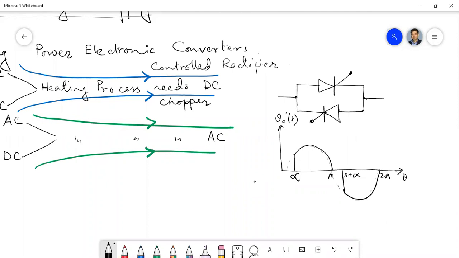Now the last option, if we have a DC but we need AC, who will tell me this? If we have DC, now for the heating process we need a variable AC. What type of converter should we select?